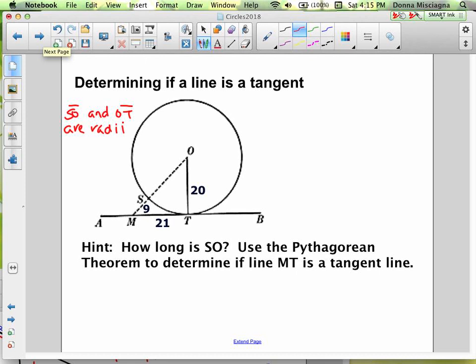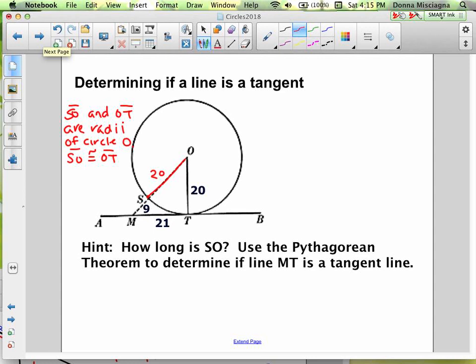So SO and OT are radii of circle O, which means that SO is congruent to OT. You do see some problems like this on the homework and possibly the benchmark, informative, and test. Just figuring out that this right here is a radius, and this has to be 20 as well. OT equals 20, so SO has to equal 20 as well.